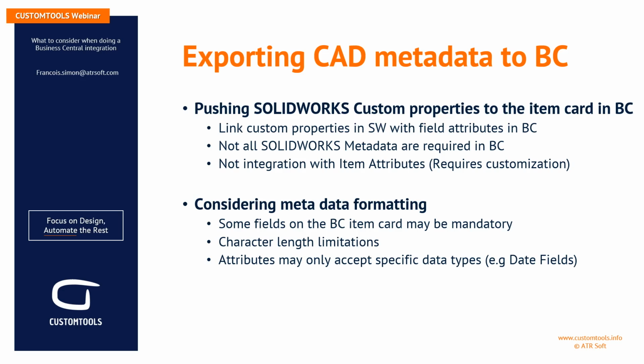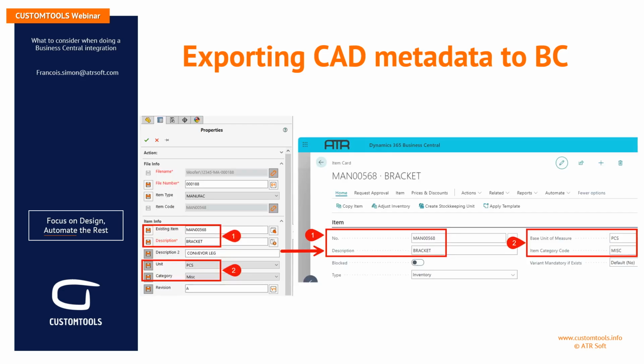Another key point is that BC has stricter requirements for data formatting compared to SOLIDWORKS or PDM. While SOLIDWORKS and PDM allow flexibility with the formatting of metadata, this freedom is often incompatible with Business Central, which requires specific standards for the formatting.